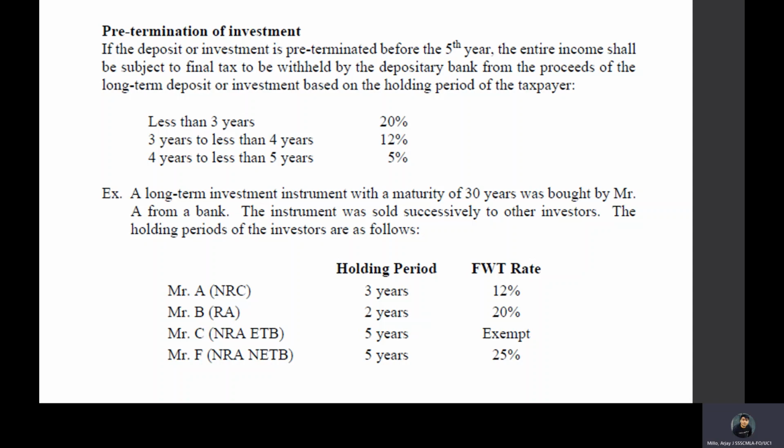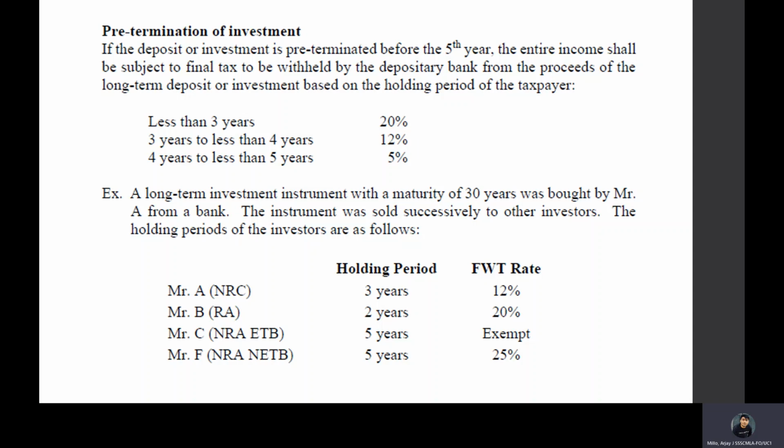Sir, paano pag ma-terminate siya before yung 5 years na yun? Of course, magkakaroon na ng corresponding tax rate. Pero kung mapapansin nyo, depending siya kung kailan mo pre-terminate yung investment na yun. So if less than 3 years, 20%, like the regular interest income, and then if 3 to 4 years, 12%, then 4 to 5 years, 5%. So bumababa siya.